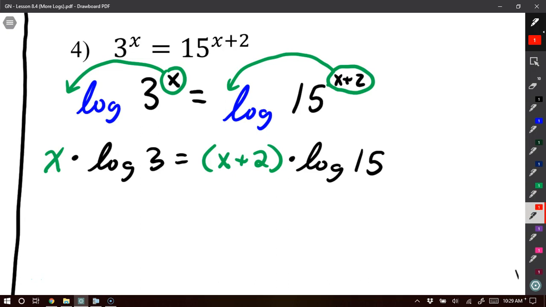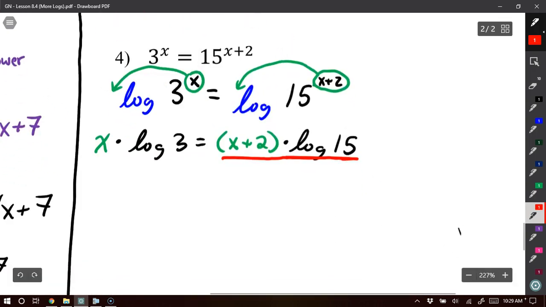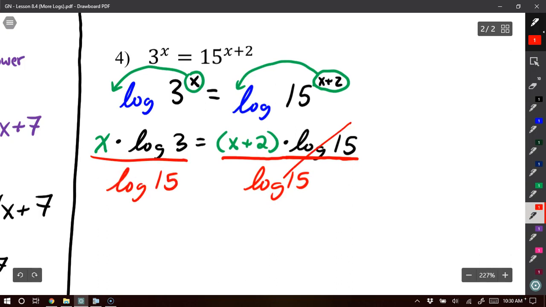Because if I don't get rid of this log of 15, I'm going to have to distribute it inside that parentheses. And I don't want to do that because then it's going to be ugly decimals. So I'm going to divide by whichever side has the parentheses. So divide by the log that is attached to the more complicated side. And I'm going to divide by log of 15 on the right side. So I'm going to divide by log of 15 on the left side.